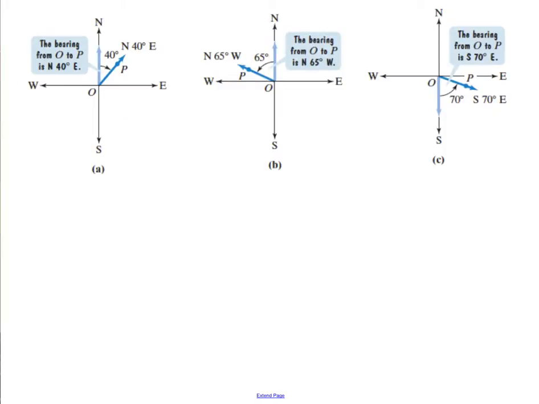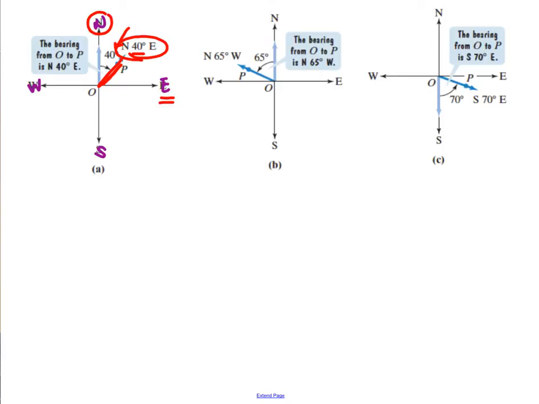All right, so here are our three examples blown up a bit. In this first example, you'll notice here is your north, south, west, and east. And we have an acute angle right here at 40 degrees. So you start with that north, and then you would say your angle, 40 degrees, and notice it's on the east side. So the bearing is north 40 degrees east from O to P. This is our terminal side.